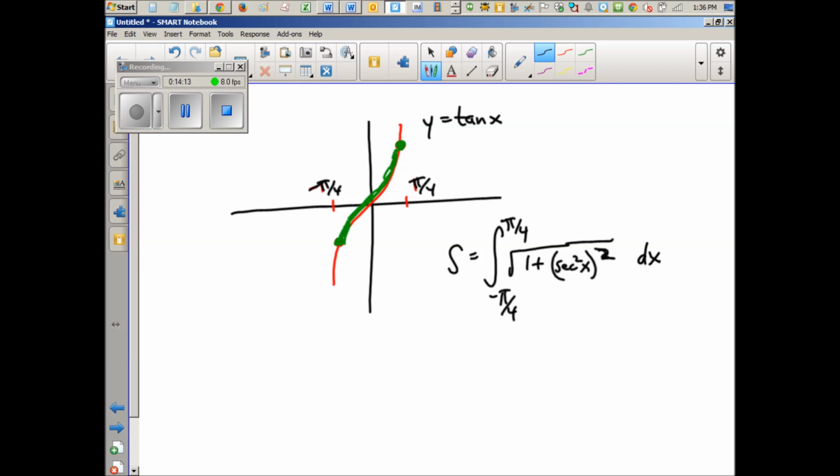And if your calculator's taking too long, just go from 0 to pi/4 and double it, because the symmetry will allow that. Pretty neat. Even if there's no antiderivative, the calculator can handle it, right?